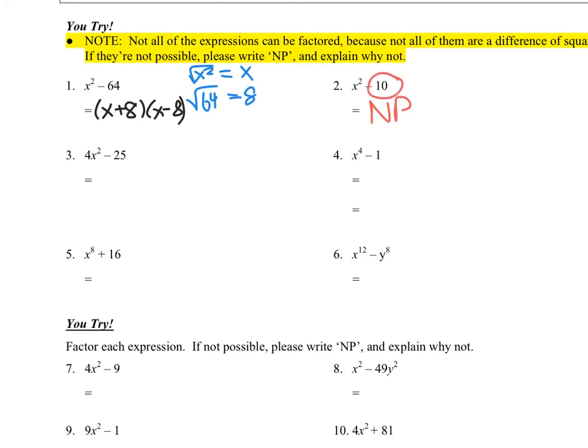Okay, go to number 3. 2 terms, a difference, and these are perfect squares. So the square root of 4x squared is 2x. Square root of 25 is 5. So we have 2x plus 5, 2x minus 5. Okay, number 4. That is a difference of squares.